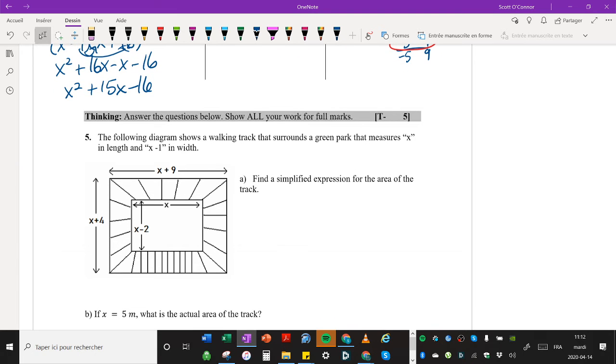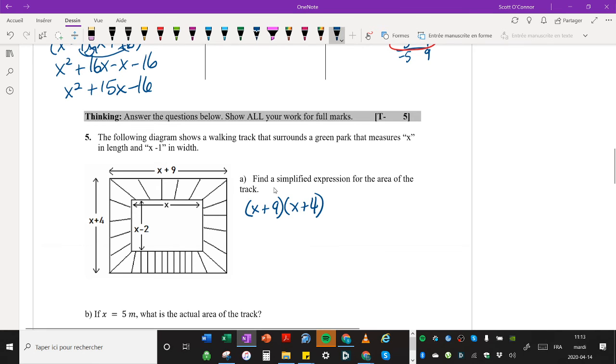Question number 5, it says the following diagram shows a walking track that surrounds a green park that measures x in length and x minus 1 in width. Find a simplified expression for the area of the track. So the area of the track is this part here that is colored in. Okay, and so what we need to do in order to find this area, if you remember geometry from grade 9, is find the area of the larger rectangle and subtract the area of the smaller rectangle. All right, so to do that, how would I find the area of the larger rectangle? Well, the larger rectangle has a length of x plus 9 and a width of x plus 4.